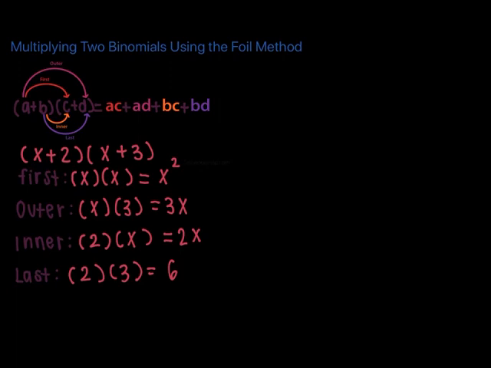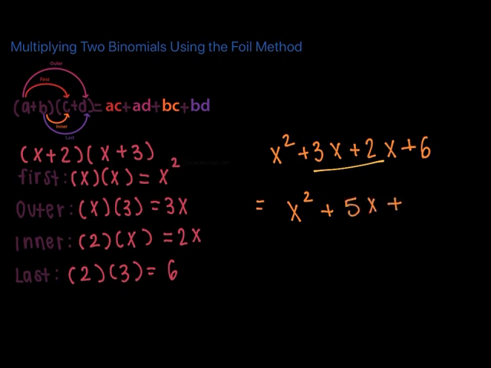Now, let's write out our answer. So, we have x squared plus 3x plus 2x plus 6. Let's check if there's any like terms, and yes, there is, 3x and 2x. So our final answer would be x squared plus 5x plus 6. So using the FOIL method, we found out that (x + 2)(x + 3) equals x squared plus 5x plus 6.